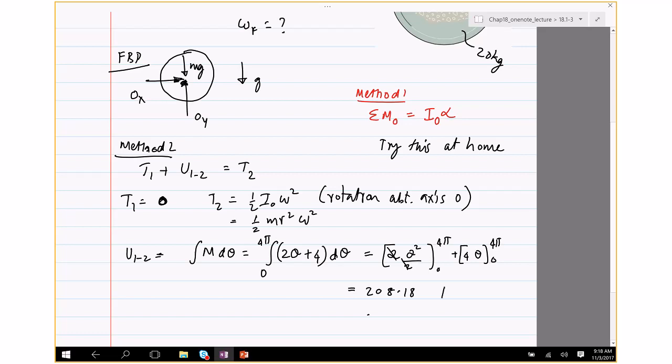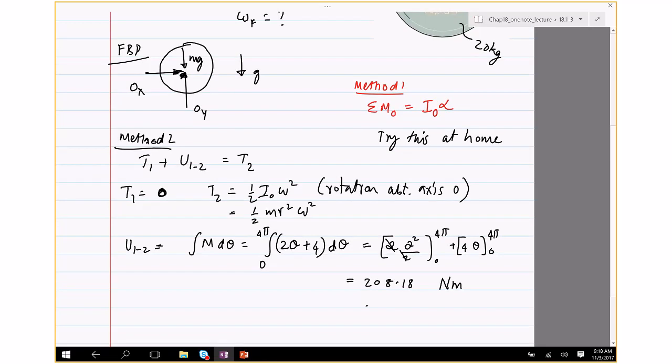Newton meter, that's Newton meters. Work done is force times distance, so Newton times meter, yeah. You could put joules, it's the same. Joule is 1 Newton meter.